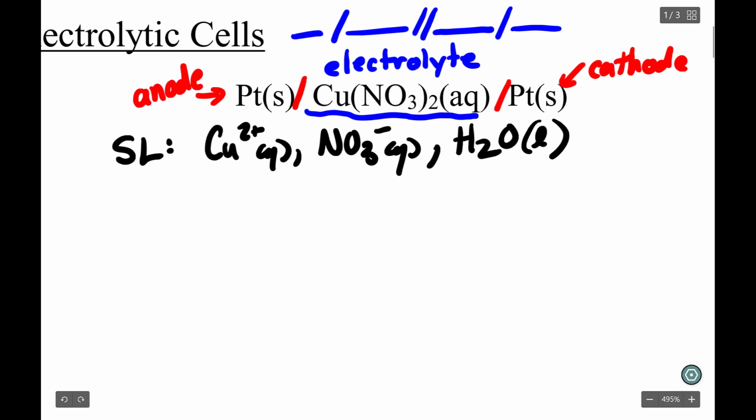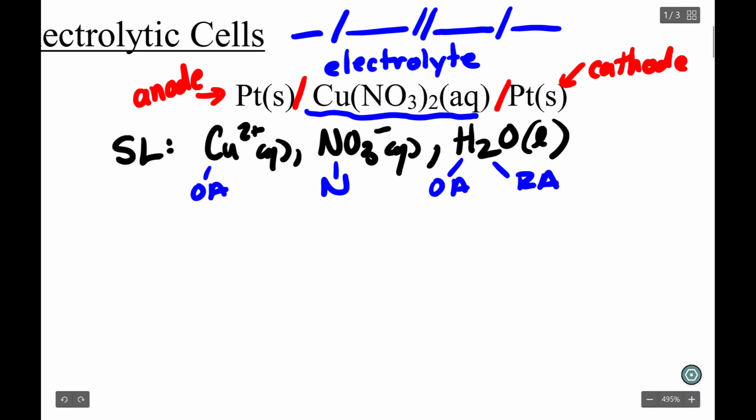Now, copper 2 plus is an oxidizing agent. Nitrate on its own is neither an OA nor an RA. If this was acidified, of course, nitric acid would be an oxidizing agent, but we don't have that here. And then water can be both an oxidizing agent and a reducing agent.